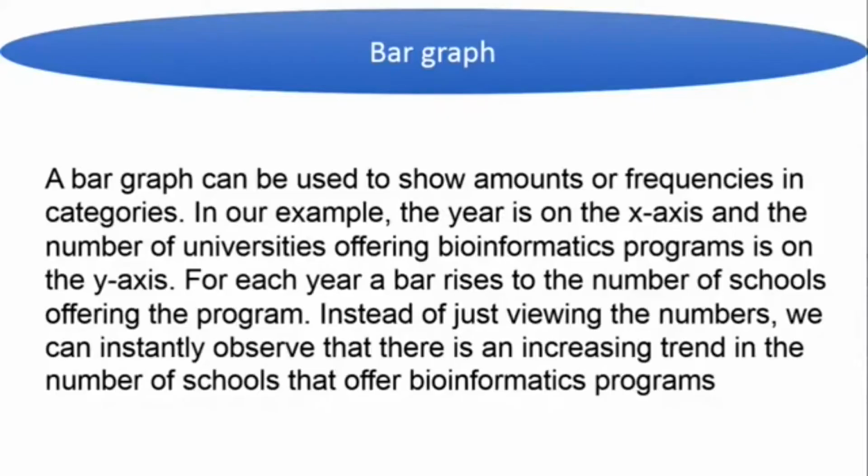The first way to analyze and represent this kind of data can be a bar graph. A bar graph can be used to show amounts or frequency in categories. So if you have categorical data and you need to make a graph, you can use a bar graph. In our example, the year will be on the x-axis and the number of universities offering a bioinformatics program will be on the y-axis. For each year, a bar rises to the number of schools offering the programs. Instead of just viewing the numbers, we can instantly observe that there is an increasing trend in the number of schools that offer bioinformatics programs.